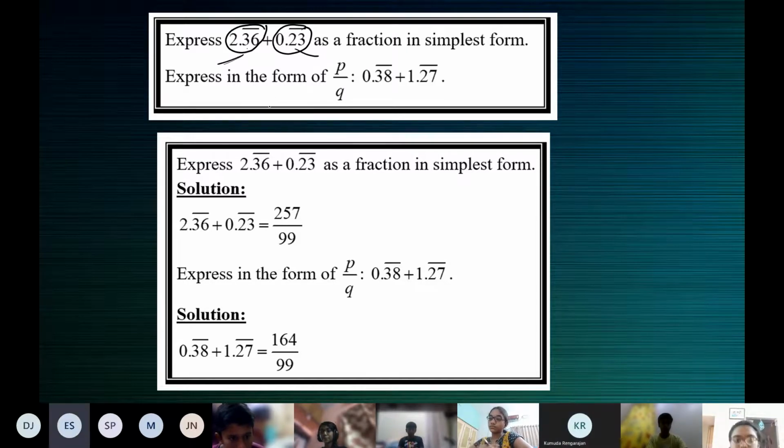Ma'am, I have a doubt. When we are having a multiplication sign, should we use the same procedure? Yes. Okay, ma'am.